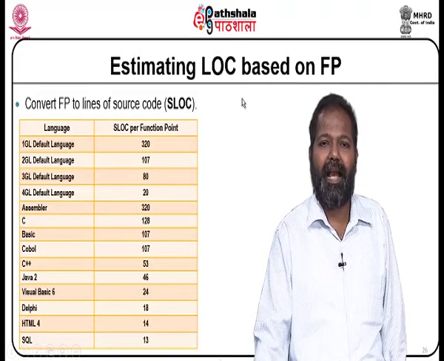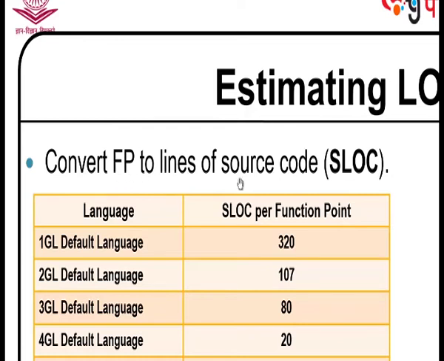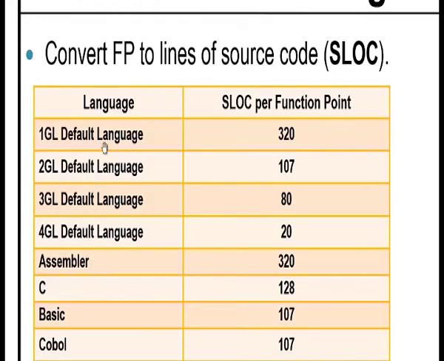Estimating lines of code based on function points: convert function points to lines of source code. Language, lines of code per function point. First generation default language 320. Second generation default language 107. Third generation default language 80.